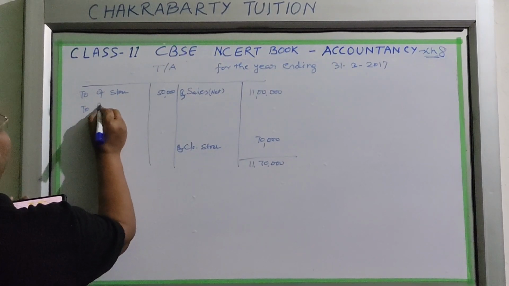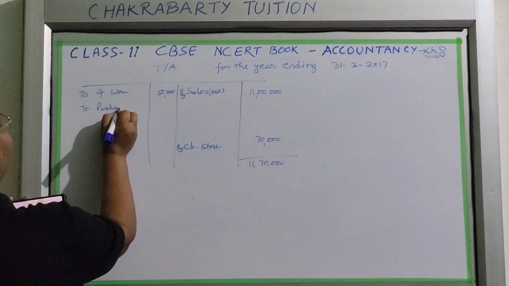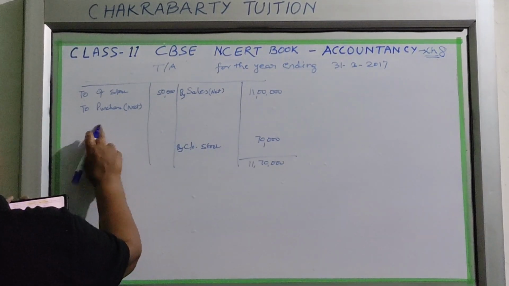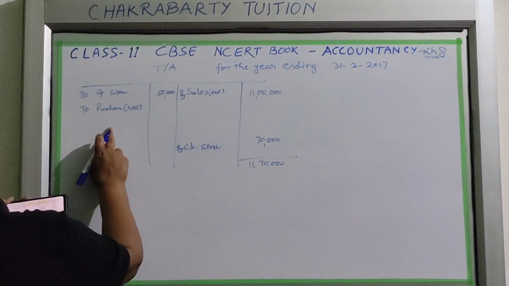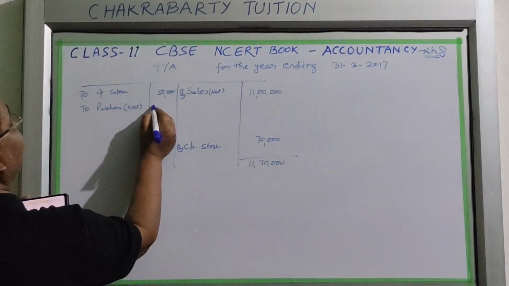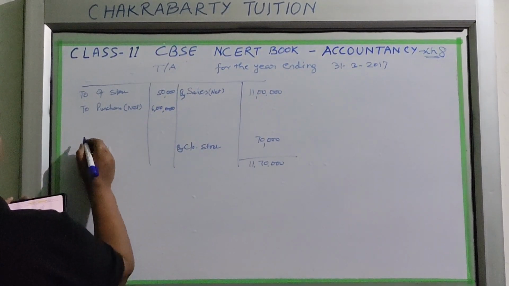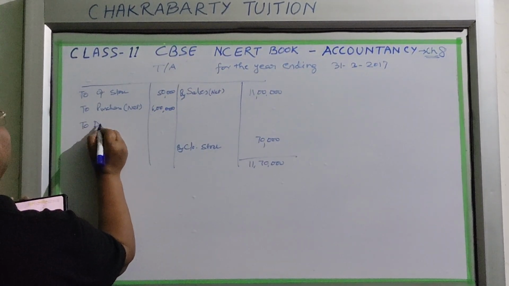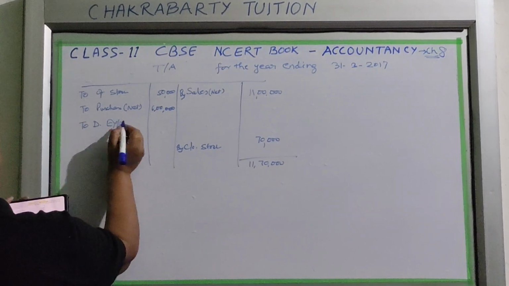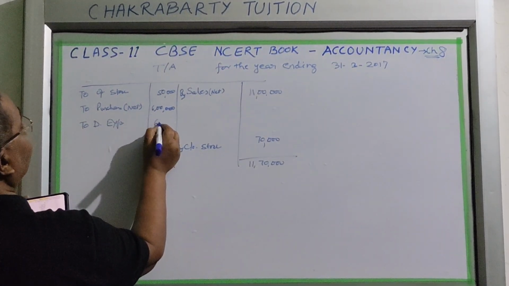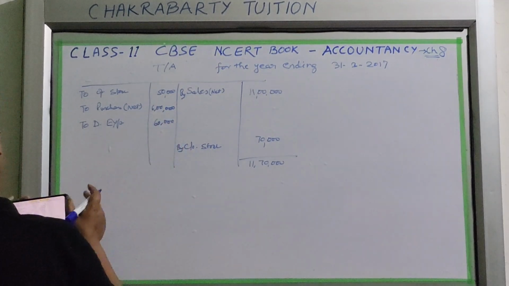To purchase, here again purchase is net. So you need not make any adjustments here like returns and all that. And 6 lakhs you are writing here. Direct expenses you will write here. So direct expenses is 60,000. Indirect expenses we will not.